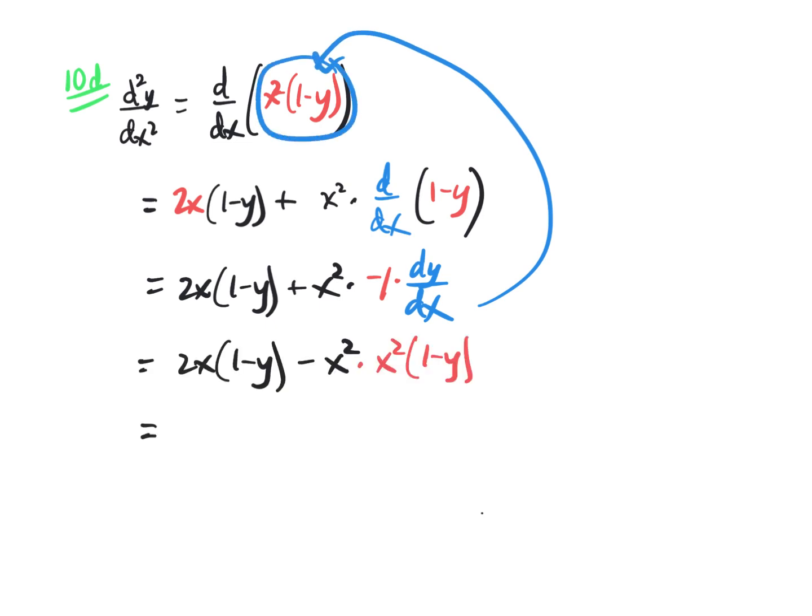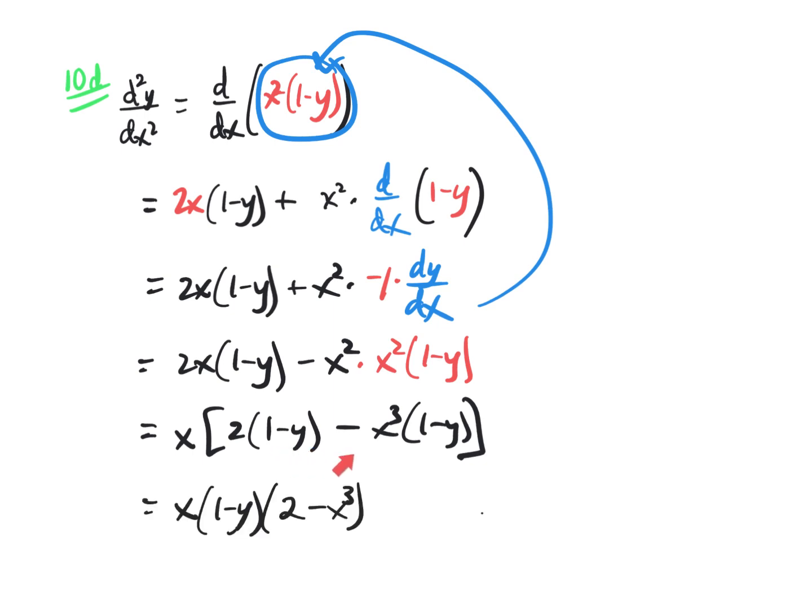So we can factor out the common factor of x, and that leaves us with 2 times 1 minus y minus x cubed times 1 minus y. And if we factor out that common factor of 1 minus y, then we're left with 2 minus x cubed. This will be our final answer for 10D. All right, let's try 12B.